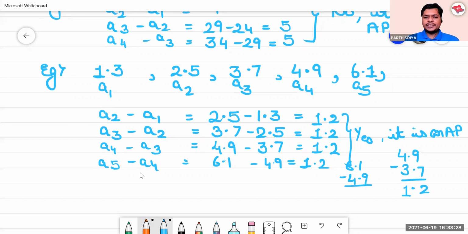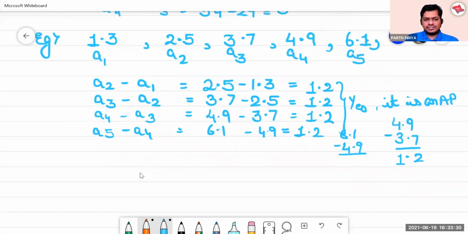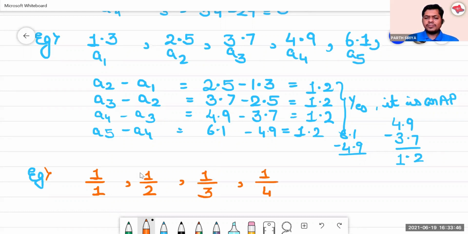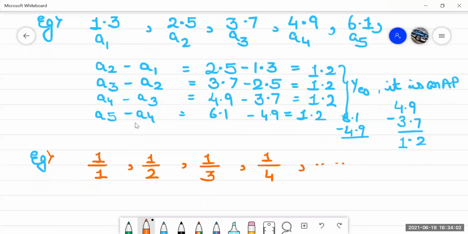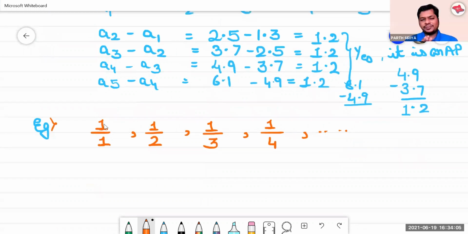एक fraction का try करें. What do you all say? The numbers are 1 upon 1, 1 upon 2, 1 upon 3, 1 upon 4. What do you think? Will this be an AP? Just assume. Will it be an AP or not? फिर हम check करते हैं. लग रहा है AP होना चाहिए, है कि नहीं? Yes, sir. Let's check it out whether it's an AP or not.